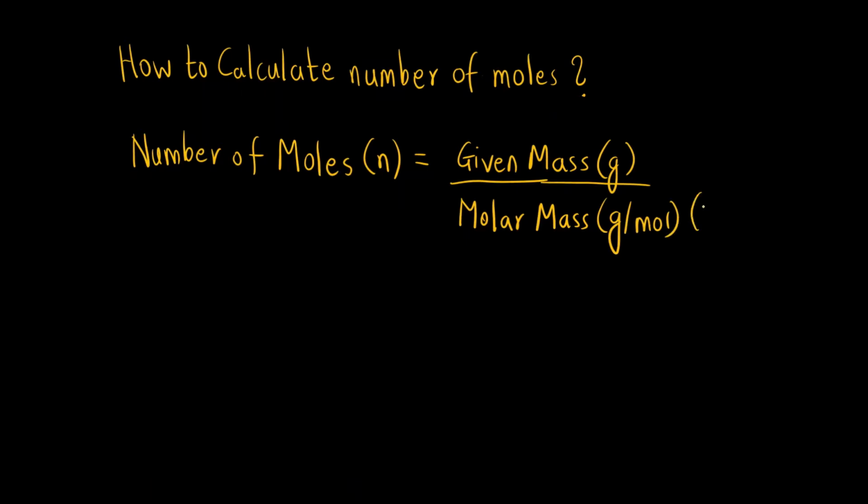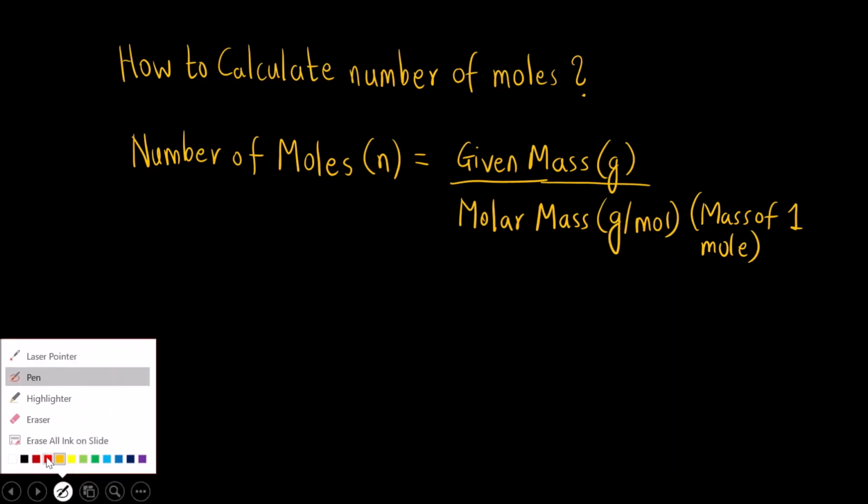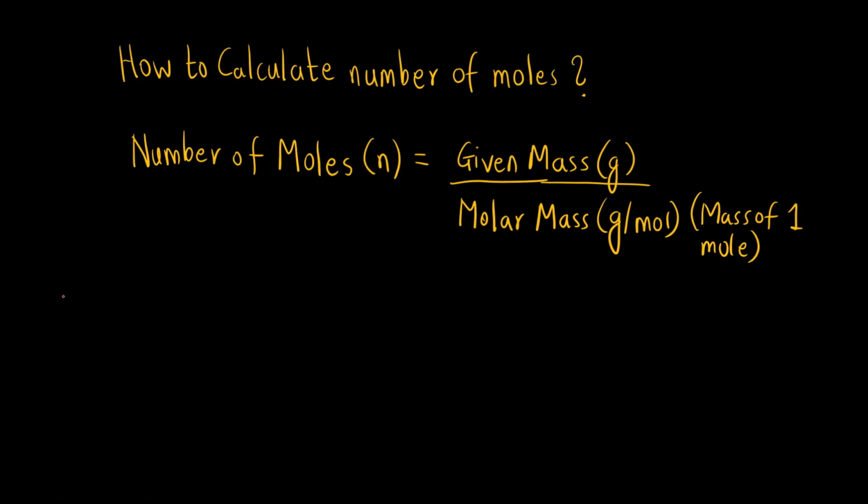So what is molar mass? Molar mass is nothing but the mass of 1 mole of a substance, the mass of 1 mole of that particular sample. So this is the very important formula that we are going to use. This is the formula to calculate the number of moles.